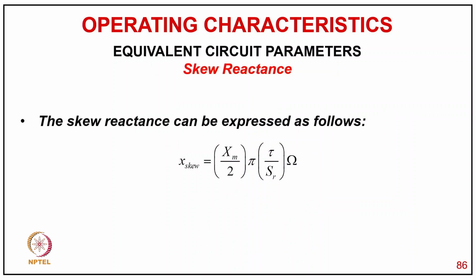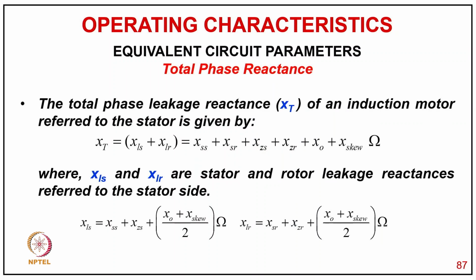Skew leakage reactance is also expressed, because there is a skewing in the slot, especially for the rotor. So X skew is xm by 2 into pi tau upon SR in ohm. So the total phase leakage reactance of the induction motor referred to stator is given as XT equal to XLS plus XLR, that is XSS plus XSR plus XZS plus XZR plus X0 plus X skew. So we can call the stator leakage reactance XLS will be XSS plus XZS plus X0 plus X skew by 2, because we take half for stator and rotor. XLR equal to XSR plus XZR plus X0 plus X skew by 2 ohm. All are typically referred to the stator side.